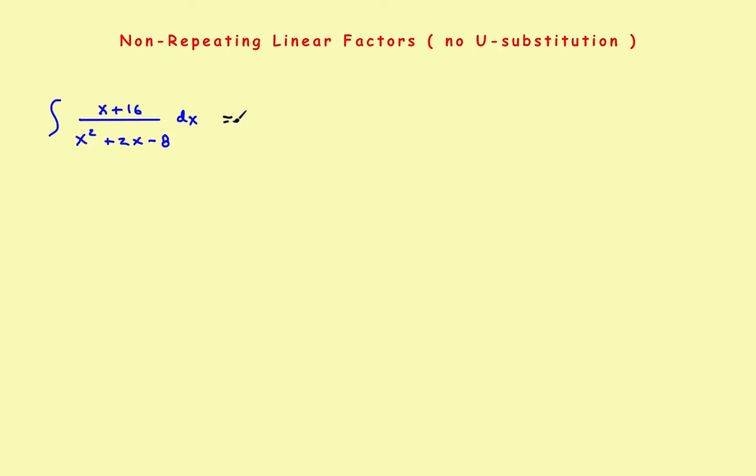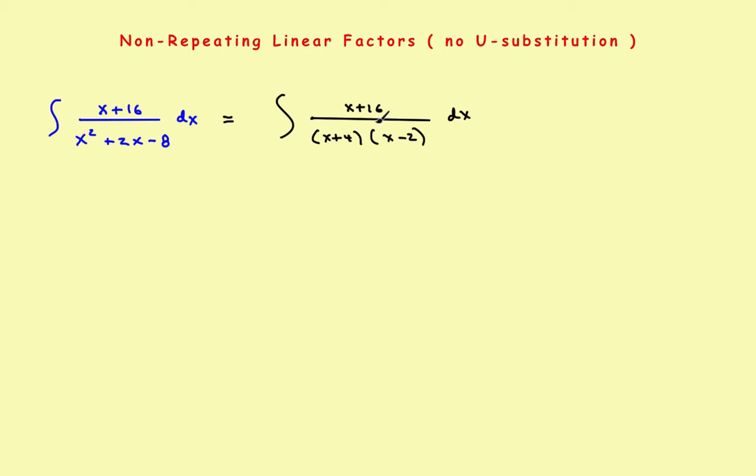So what we're going to have is the integral of, and we'll go ahead and put the bar across here. This will all be in terms of x. The numerator is x plus 16, but in the denominator, we're going to factor that. So that'll factor into an x plus 4 times an x minus 2. So you've got the denominator factored.